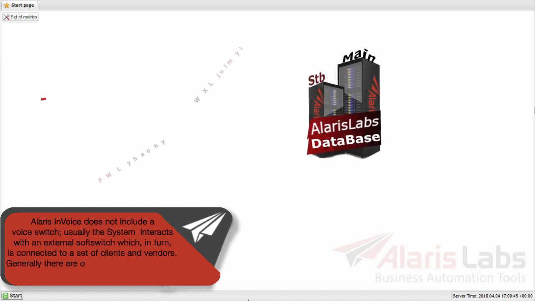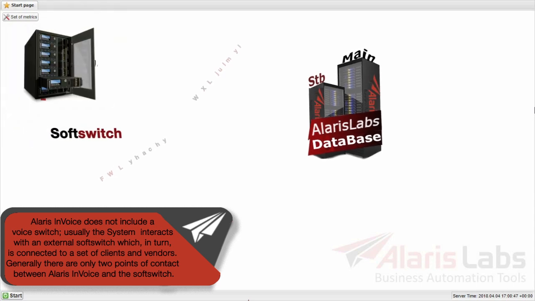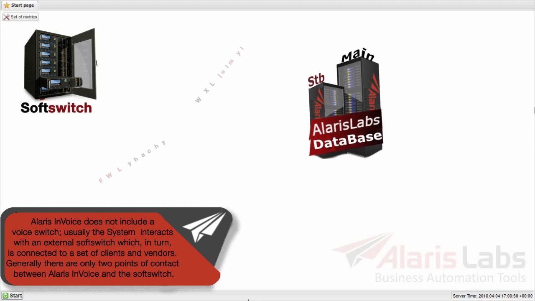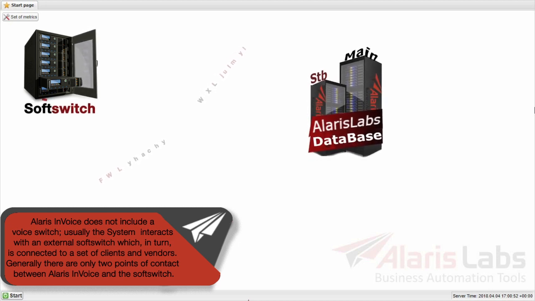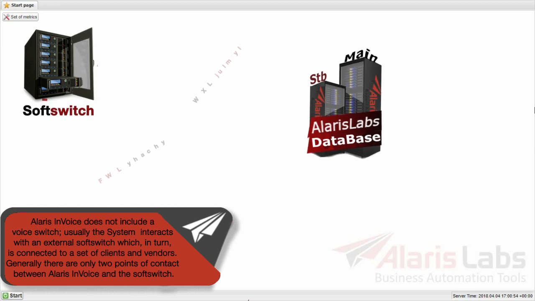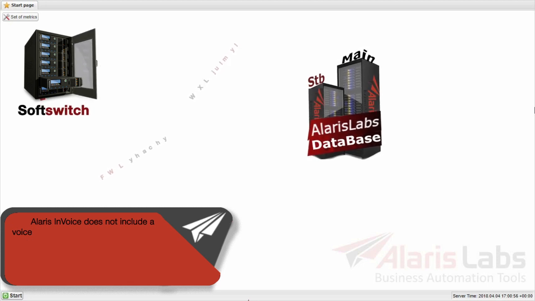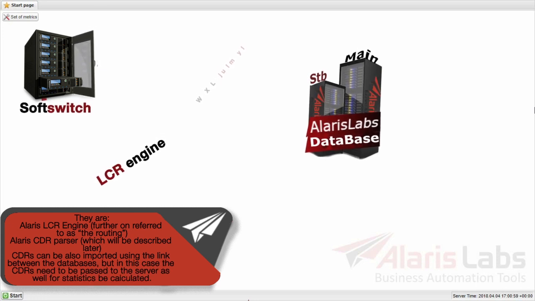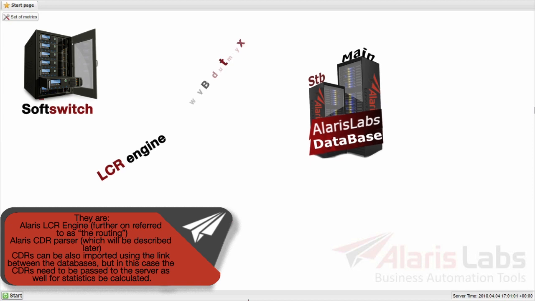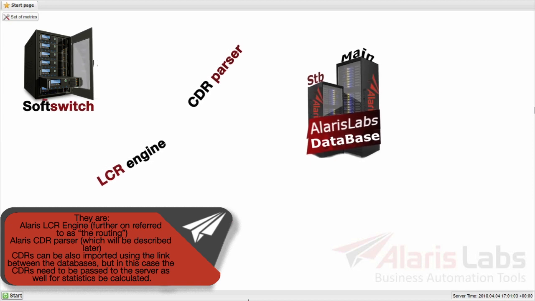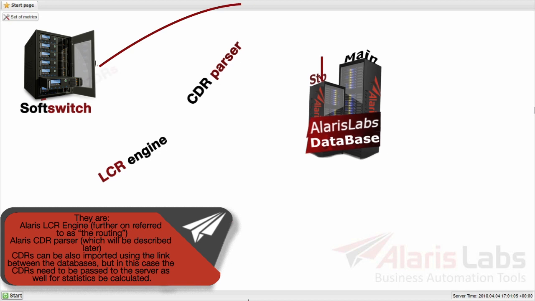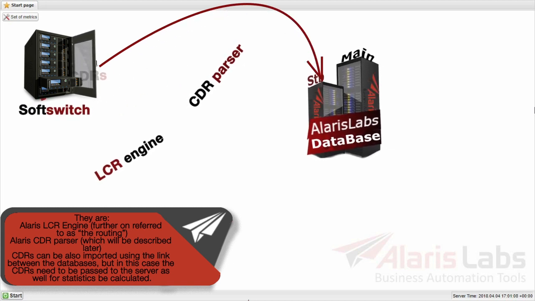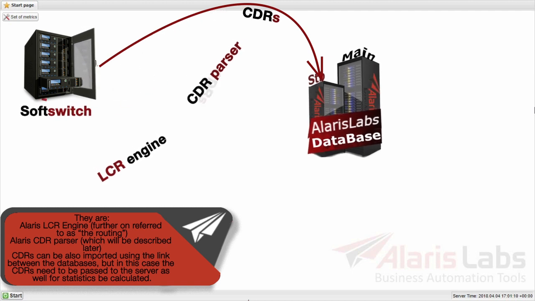Alaris InVoice doesn't include a voice switch. Usually, the system interacts with an external source switch, which in turn is connected to a set of clients and vendors. Generally, there are only two points of contact between Alaris InVoice and the source switch. There are Alaris engine, further on referred to as the routing, and Alaris CDR parser, which will be described later. CDRs can also be imported using the link between the databases, but in this case the CDRs need to be passed to the server as well for statistics to be calculated.